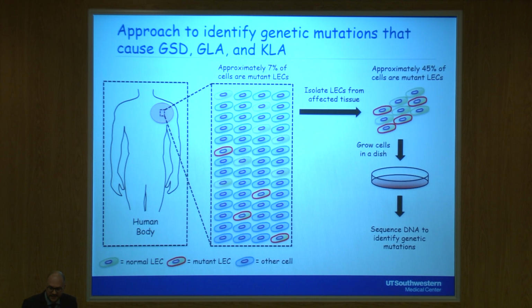So what investigators are doing now is isolating lymphatic endothelial cells from the affected tissue. So we're enriching for the cells that we're interested in. When we do this, we not only get the mutant endothelial cells, but we also bring along normal endothelial cells as well. But we enrich for the cells that we're interested in analyzing. These cells are then grown in a dish, in a lab, and then ultimately DNA is isolated from these cells and sequenced to identify the mutation that causes the disease in the patient. And what we're looking for, too, are mutations that are present in the affected tissue, but not in the unaffected tissue.